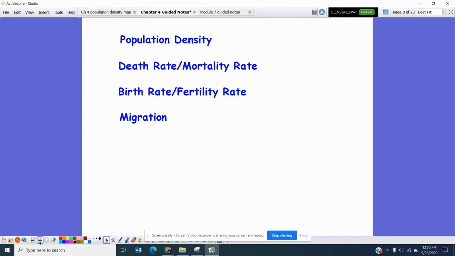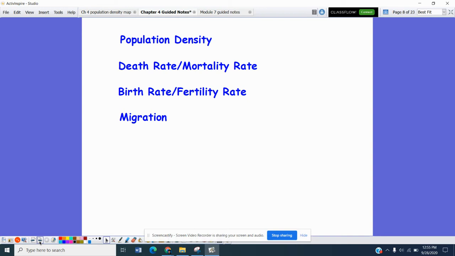Population density. This is talking a little bit about how densely populated or how many people live per square mile. Some parts of the world are a little more densely or highly populated. So, for example, if you were looking at an urban area like New York City, it has many people per square mile in comparison to maybe rural Nebraska, which may have only a handful of people per square mile.